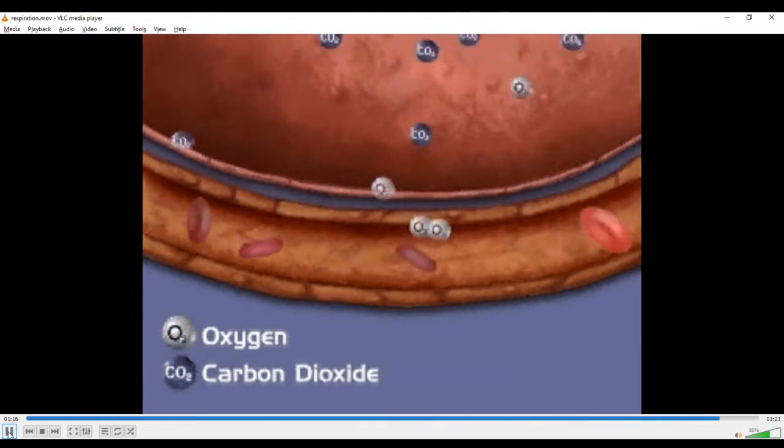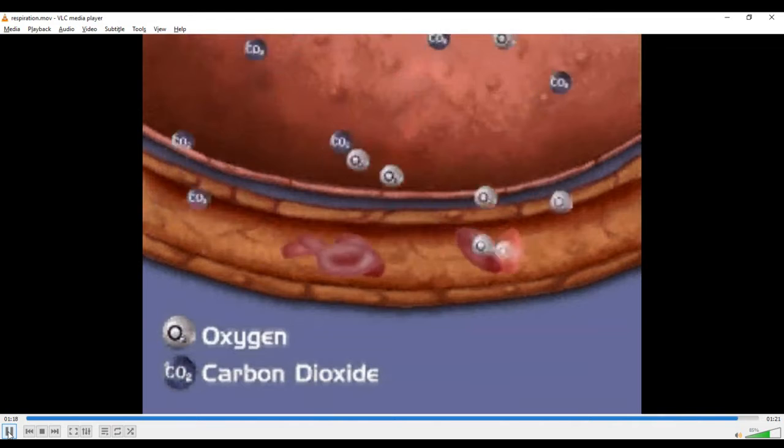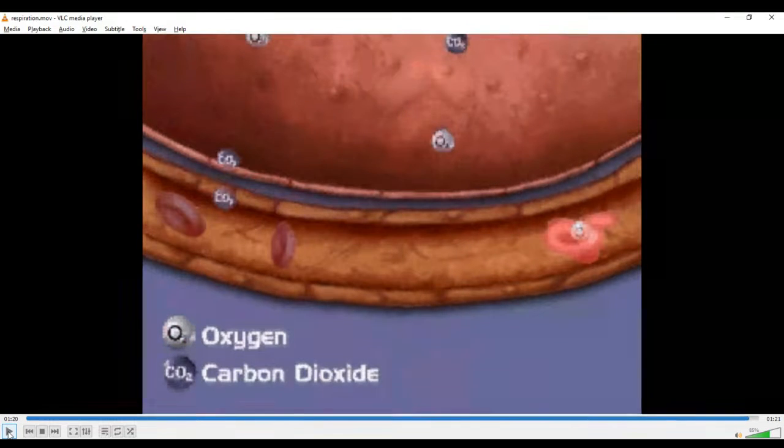So when we talk about gas exchange, this is what we're talking about. We're talking about the diffusion of oxygen from the air in the alveolus down its pressure gradient into the pulmonary capillaries, and the diffusion of carbon dioxide down its pressure gradient out of the pulmonary capillaries into the air of the alveolus.